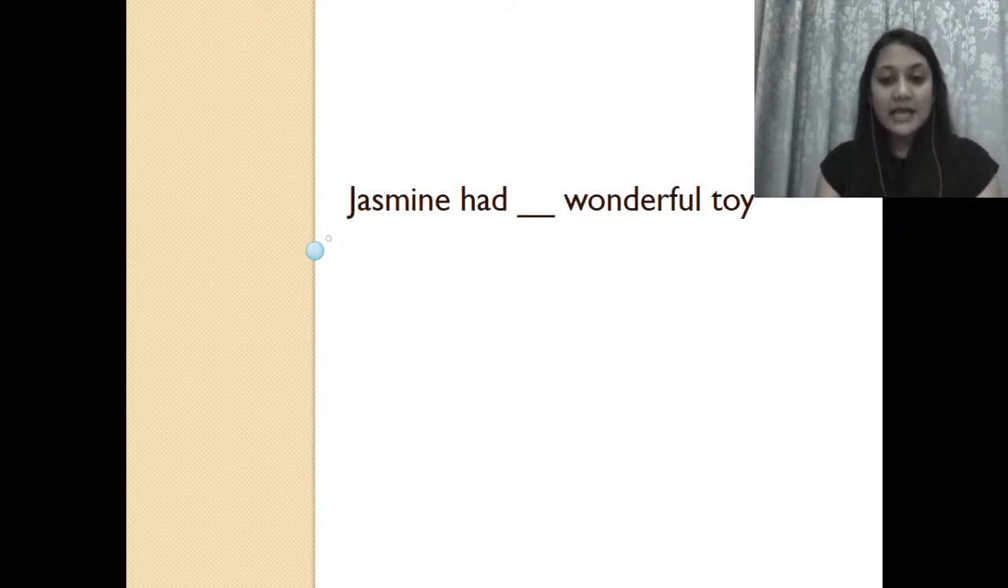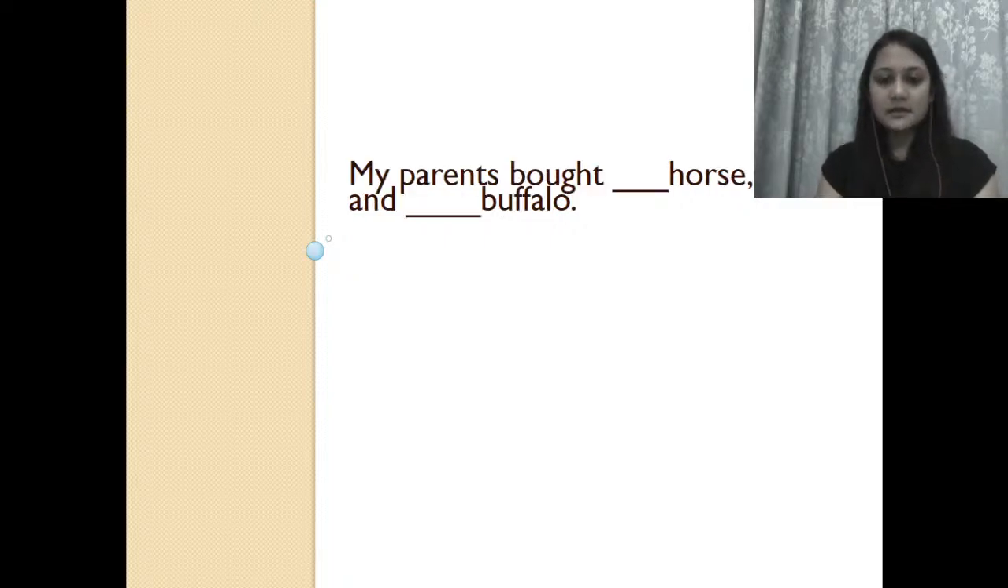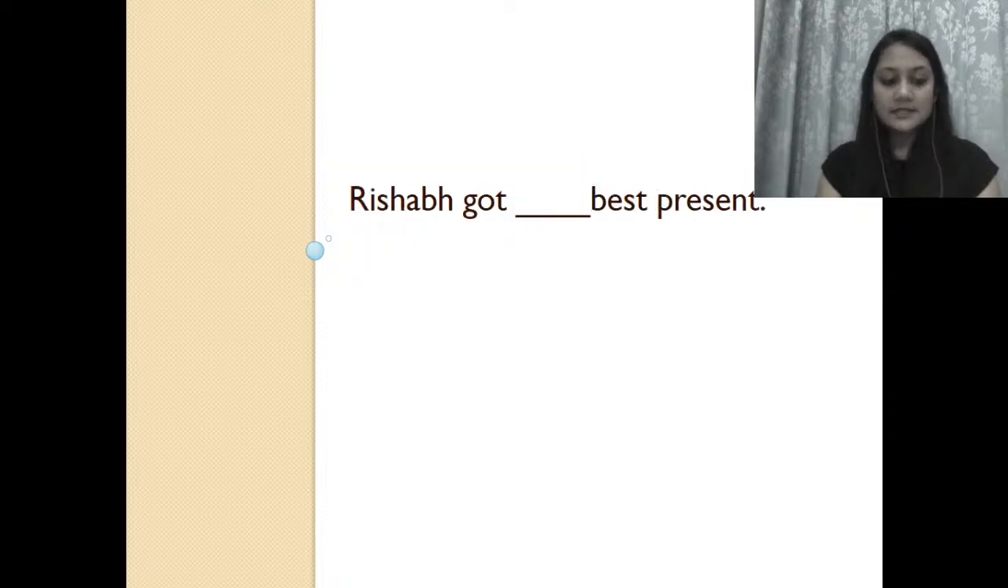Jasmine had dash wonderful toy. Jasmine had dash wonderful toy. So it is definitely a. Clear? Next. My parents bought dash horse, ox, and dash buffalo. So it is a horse, an ox and a buffalo. Clear? Next. Rishabh got dash best present.